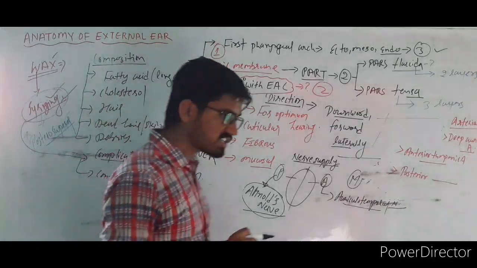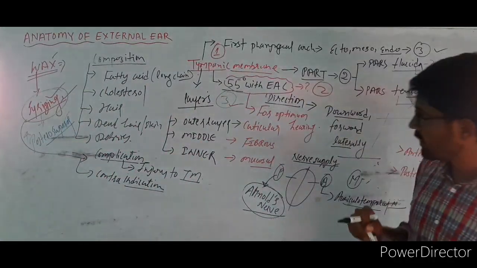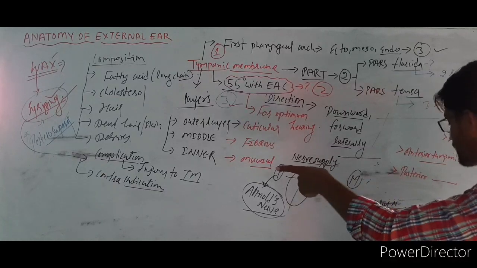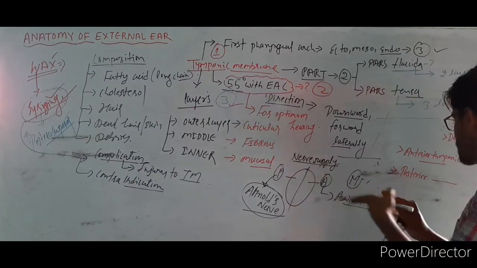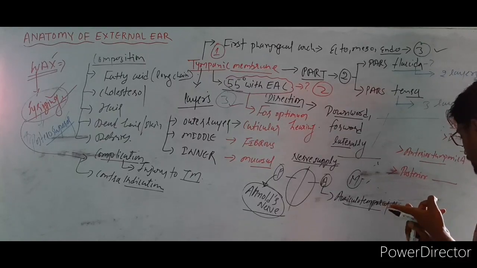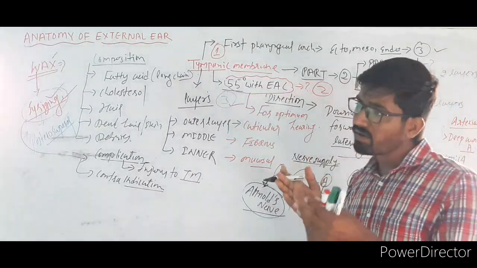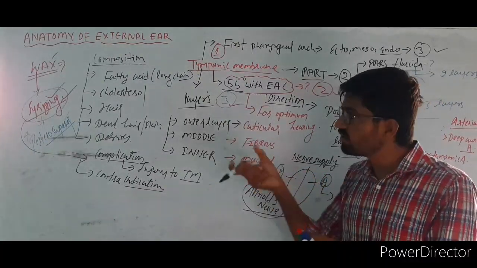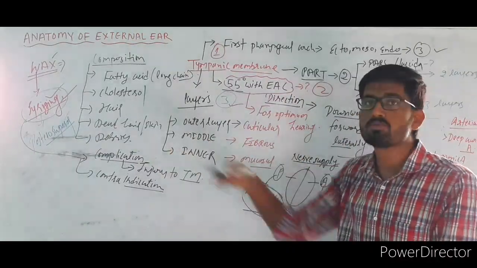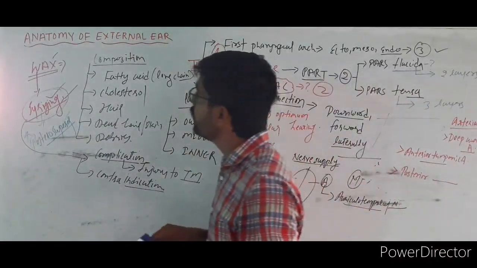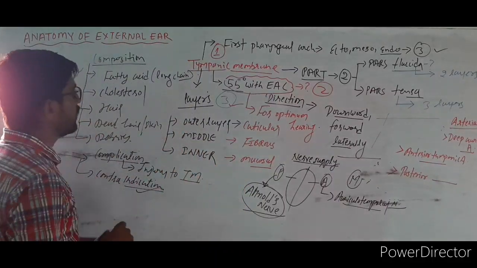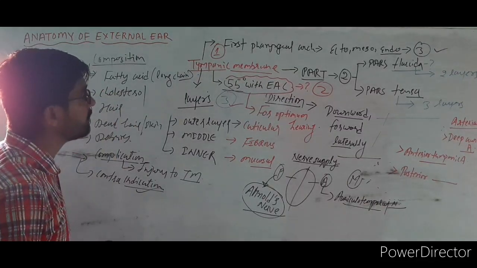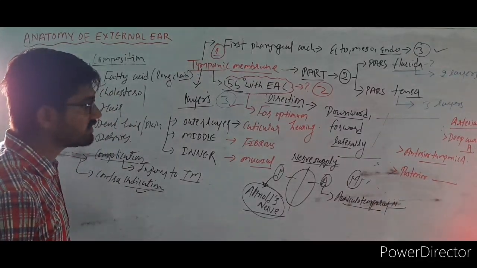In the contraindications: acute inflammation, discharge from the ear, perforation of the tympanic membrane, and any sharp foreign body in the ear. If we give the syringing, the pressure will drive it in and damage the tympanic membrane, so we should not give it. That is all about the tympanic membrane. Arterial supply and all other things are over.